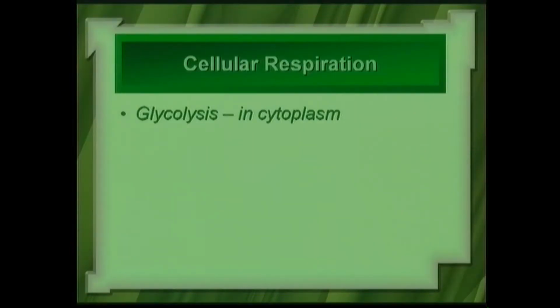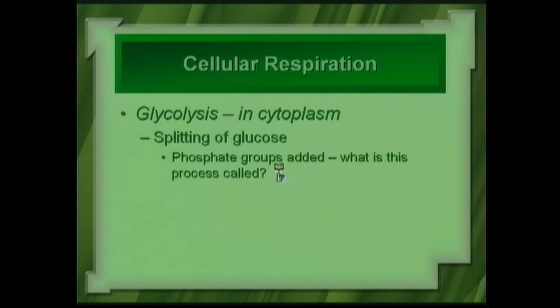Okay, so cellular respiration. Where does it happen? We already said this: glycolysis happens in the cytoplasm, so all the enzymes work in the fluid inside of the cell. What happens is the splitting of the glucose molecule, and phosphate groups are added. Do you guys remember what that process is called? It's called phosphorylation, the transfer of a phosphate group from one chemical to the next.